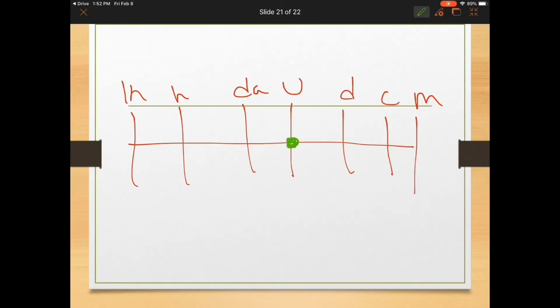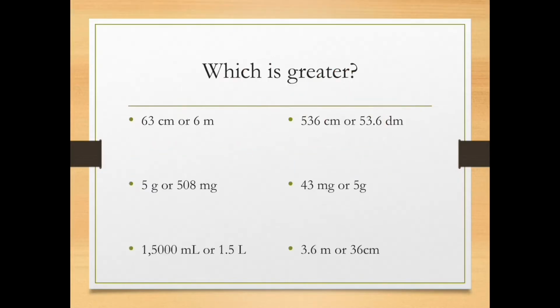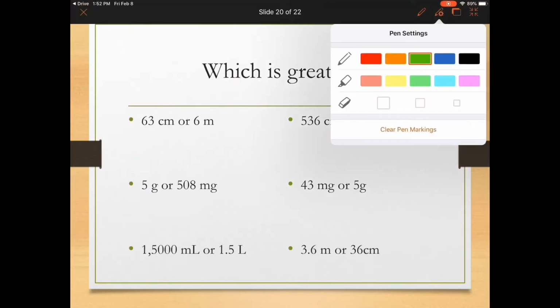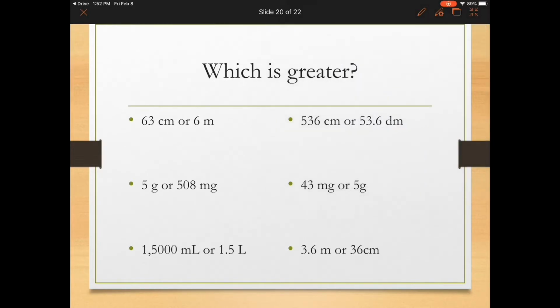And I said we're going to convert the meters to centimeters. So we're starting in the middle at our base unit, and we're moving 2 spaces to the right to go to centimeters. So let's do that with our decimal place. 6, move it 2 to the right. That gives us 600 centimeters. So which one's greater? Well, this is 600. Our other unit is 63 centimeters, so that means 6 meters is greater.